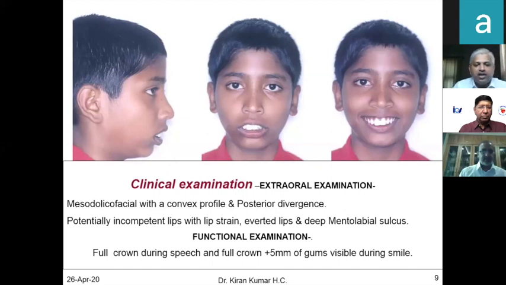Coming to clinical examination, he is mesodolichofacial with a convex profile and a posterior divergence, potentially incompetent lips with a considerable amount of lip strain, everted lips, and a deep interlabial sulcus. He has a full crown show during speech and a full crown plus 5 mm of gums visible during smile, indicating that he has a gummy smile.